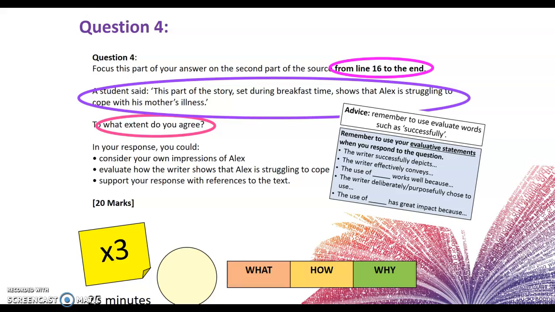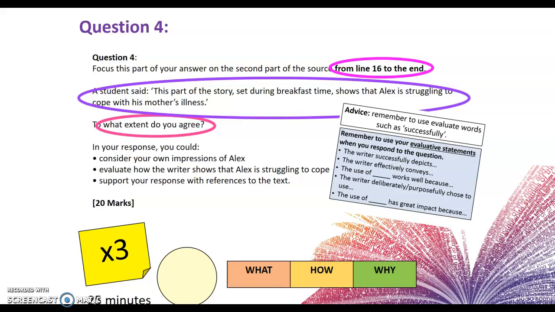So in your response, you could consider your own impressions of Alex, evaluate how, so that's your prompt that you're looking for writer's methods, evaluate how the writer shows that Alex is struggling to cope, and support your response with references to the text. The focus of this question then is about how Alex is struggling to cope with his mother's illness and how the writer conveys that.